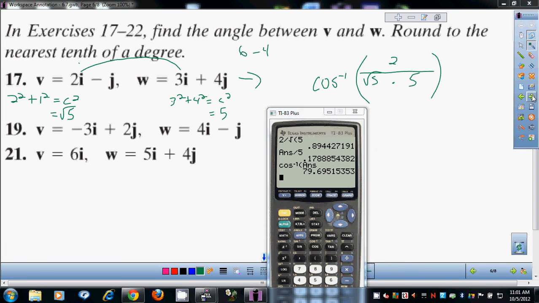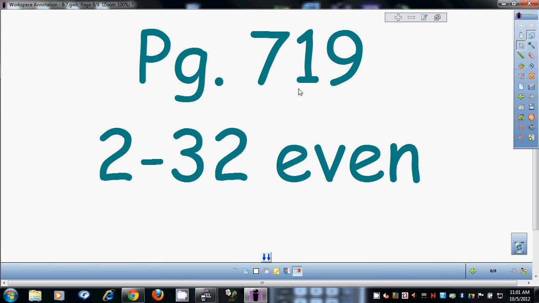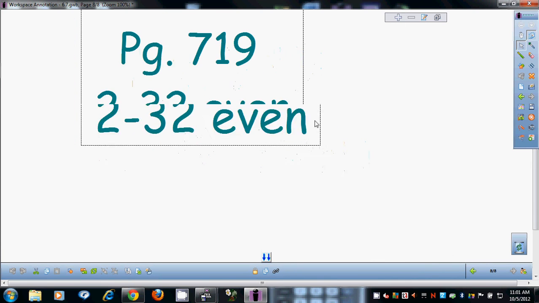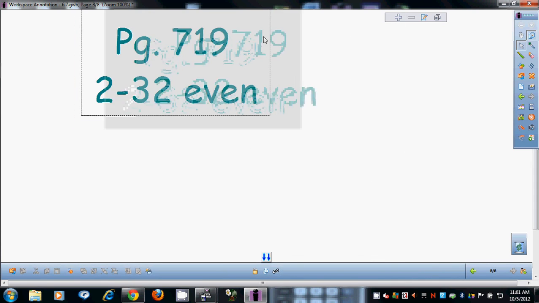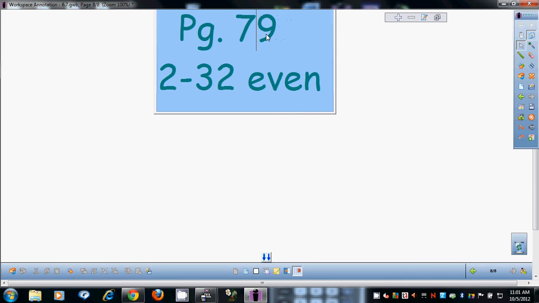Fantastic. 2 sections done. Okay, I'm obviously changing these problems because you have 2 sections worth to do. So the first one is actually page 7.